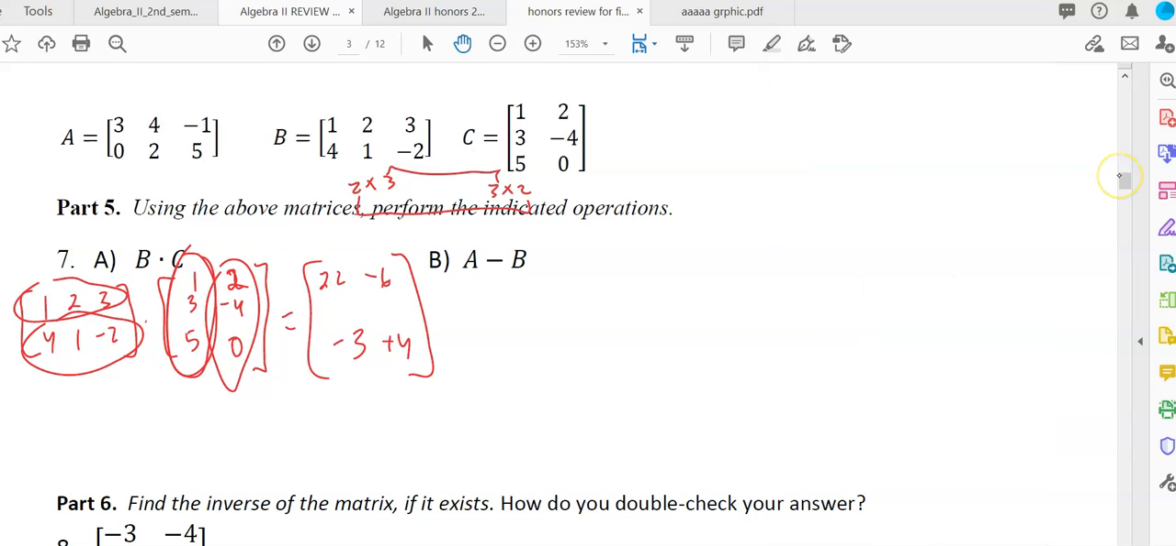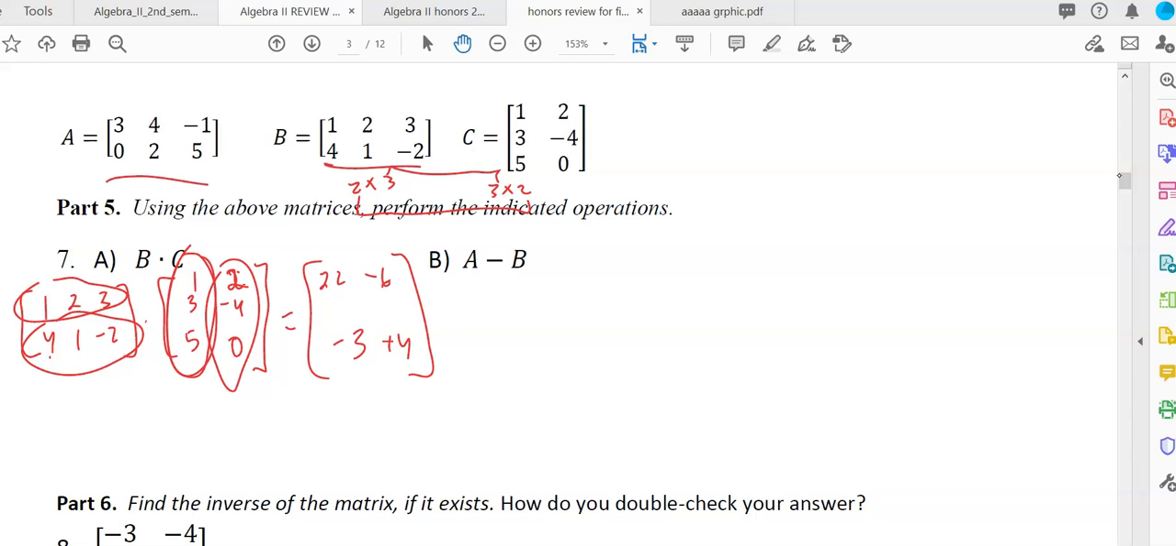So this should be positive. I messed that up. That would be 4 times 2 is 8. Sorry, 4 times 2 is 8. 1 times negative 4 is negative 4. That's positive 4. 8 minus 4 is 4. Yeah, that's correct. E minus B should be a little easier.